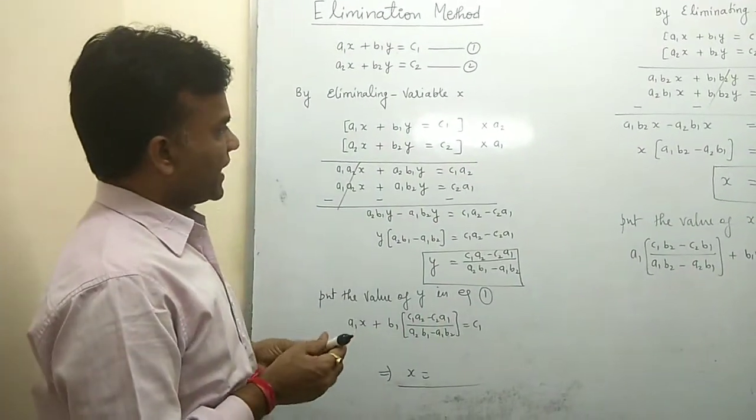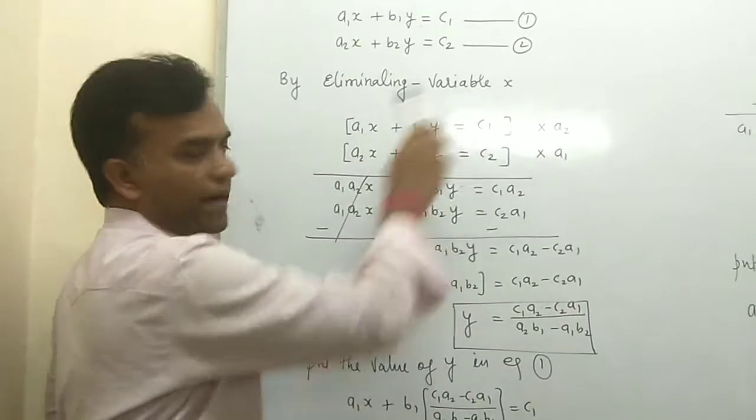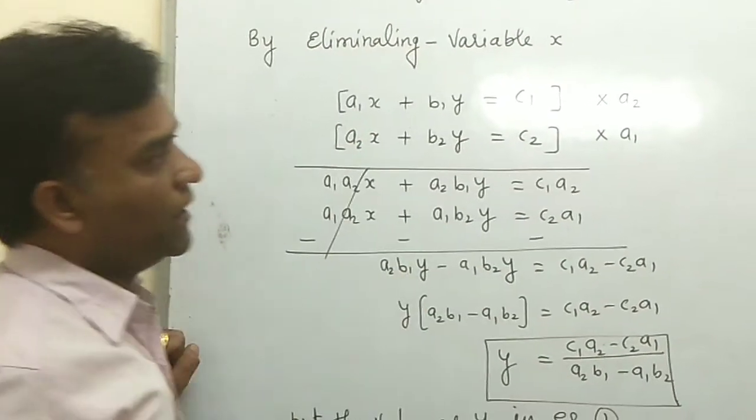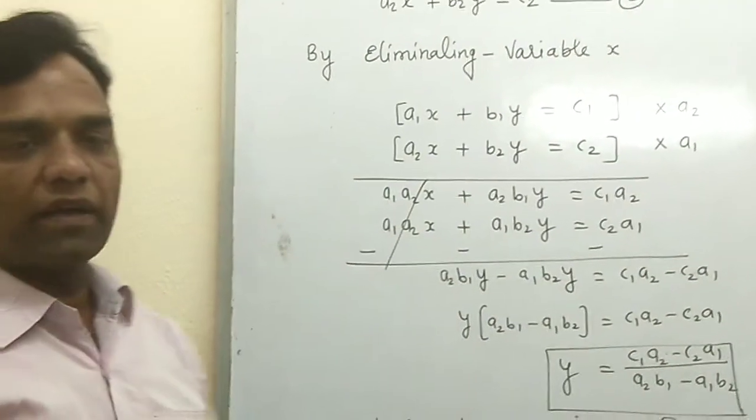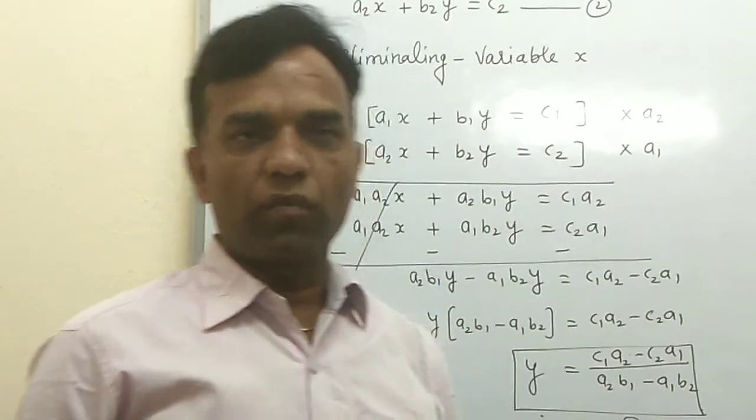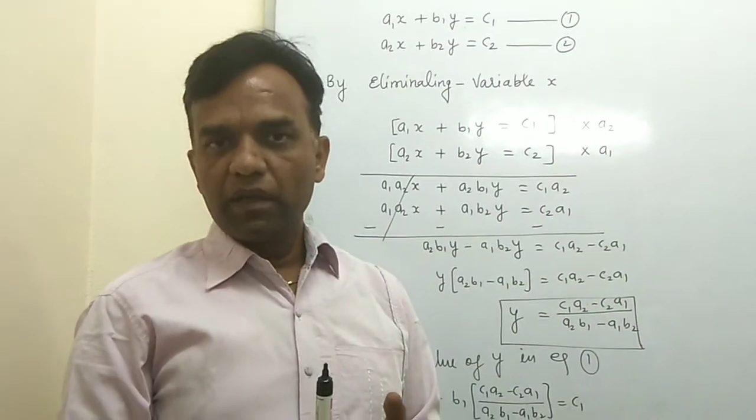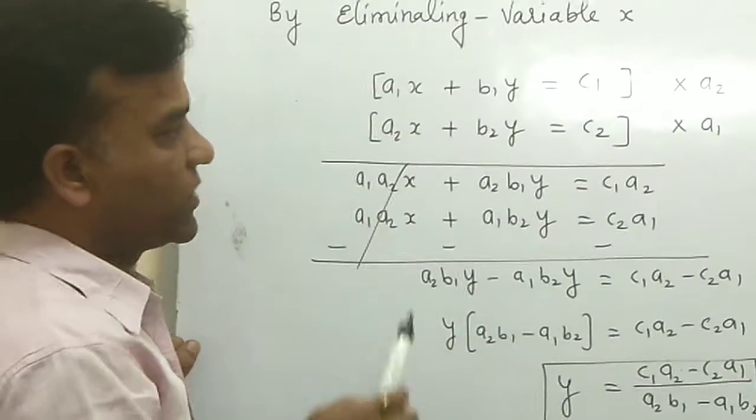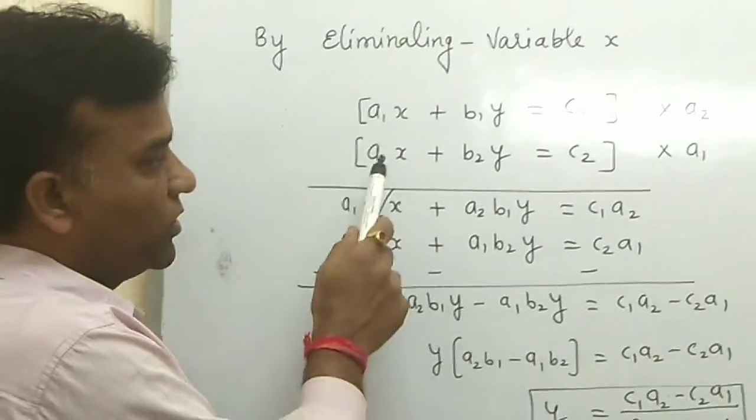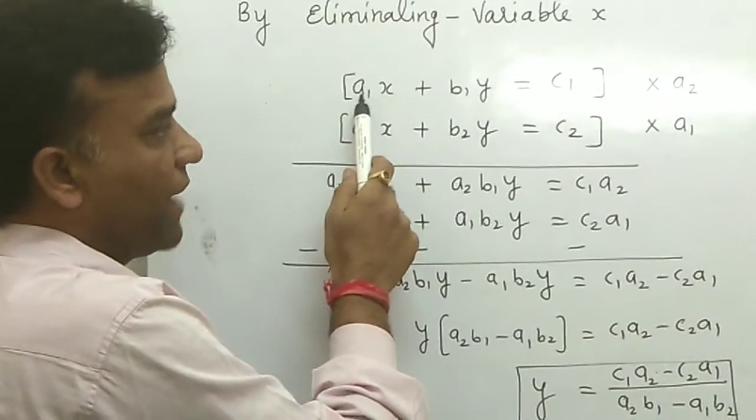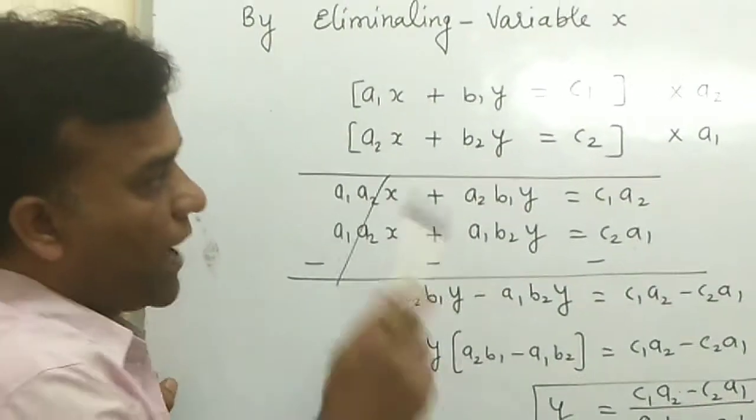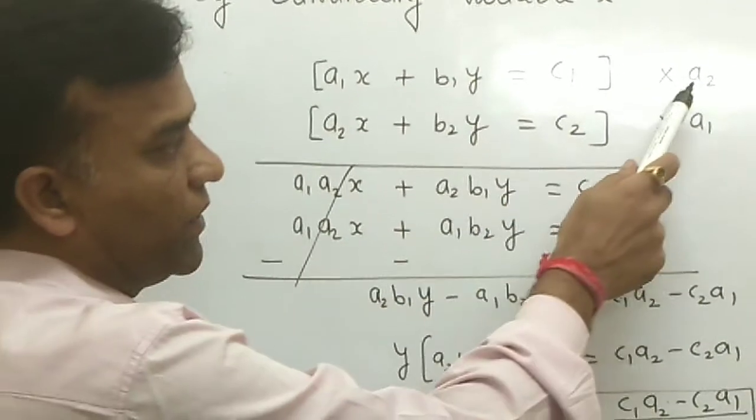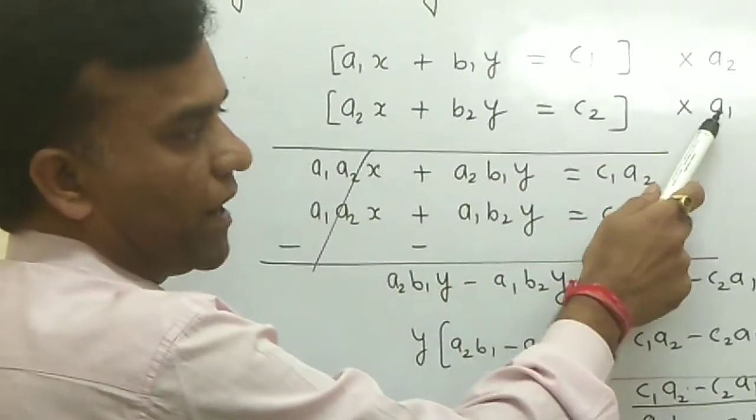Suppose I explain eliminating x. How do you eliminate x? Before this, first you see whether the variable x has the same coefficient in both equations. If they do not have the same coefficient, then you cross multiply the coefficients, here a1 and a2. So you multiply by a2 in the first equation and by a1 in the second equation. After cross multiplying, the coefficients of the variable are the same. Now you multiply the whole first equation by a2 and the whole second equation by a1.